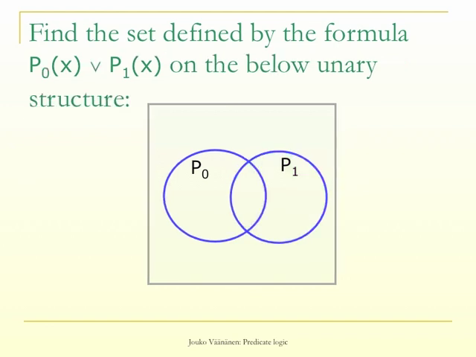Next problem. Find the set defined by the formula P0x or P1x on the below unary structure. The formula P0x or P1x defines the set of elements of the model that are in the set P0m or in the set P1m. In other words, the formula P0x or P1x defines the set P0m union P1m.